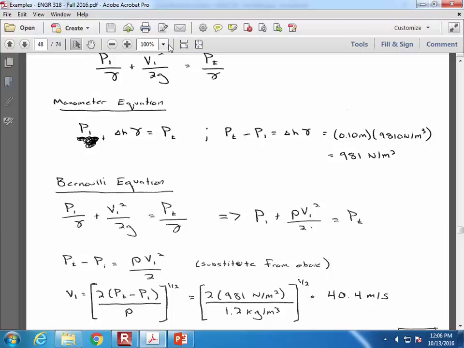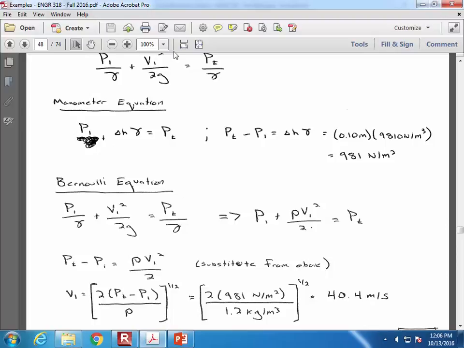There are 2 ways to look at Bernoulli's equation. One is in terms of pressure and one is in terms of head. So I wrote this in terms of pressure because I know I'm going to have PT minus P1 from the manometer equation. So once I've rearranged Bernoulli's equation in terms of PT minus P1, then what's on the right side is just the density times the velocity at 1 squared, divided by 2, where it's the velocity at 1 that I'm trying to find. So then I rearrange it again so that I can solve for the velocity at 1. And that should be 40.4 meters per second.